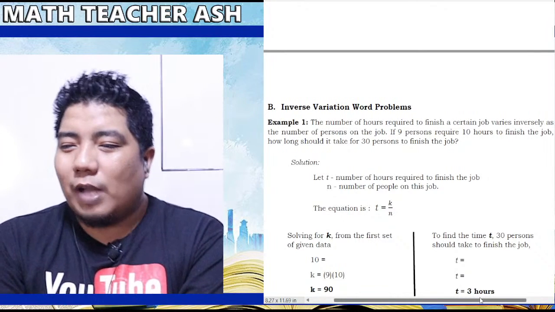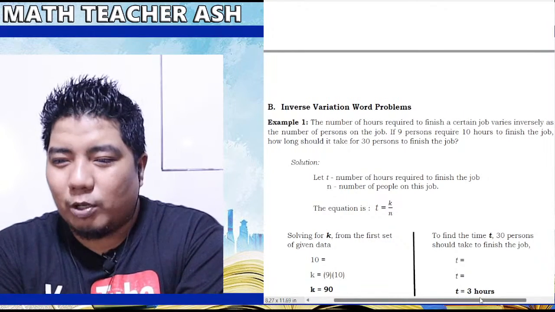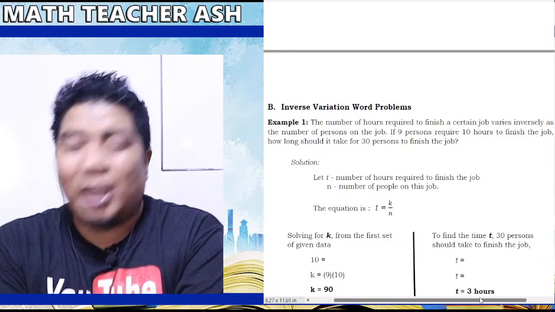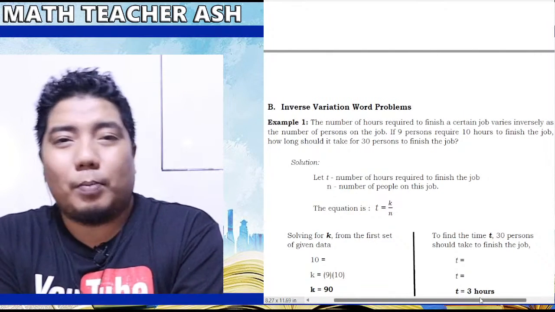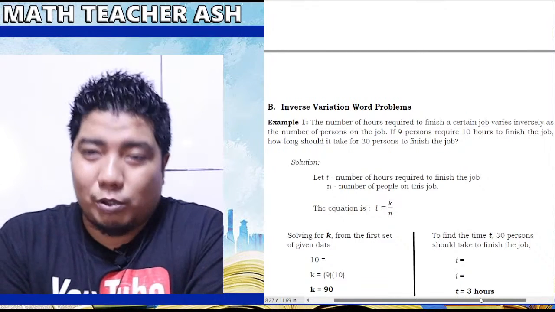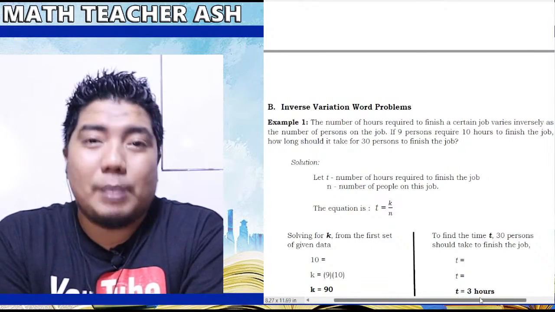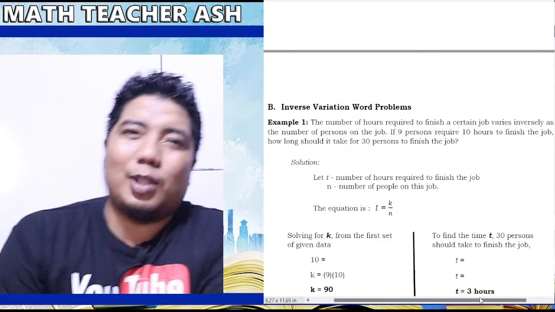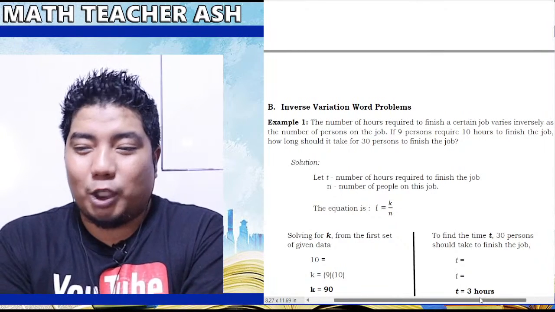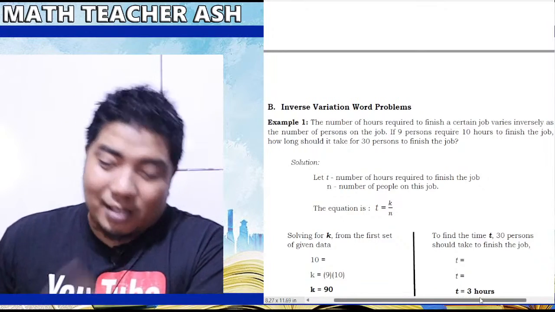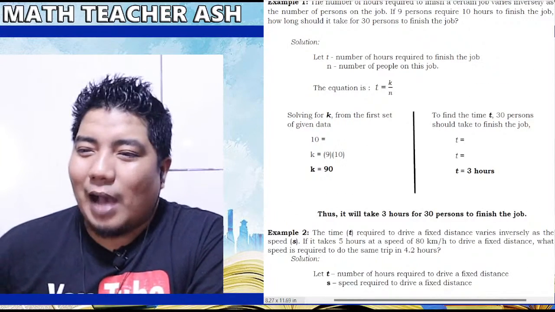Okay, so number of hours, that's the time. So we could represent it as T. Kung gusto mo H, ikaw bahala, walang problema dyan. Since we are talking about time, let's use T. And then the number of people, let's use N. If we represent this into a variation equation, T is equal to K over N, where K is still the constant. Alright, so how do we solve this one?